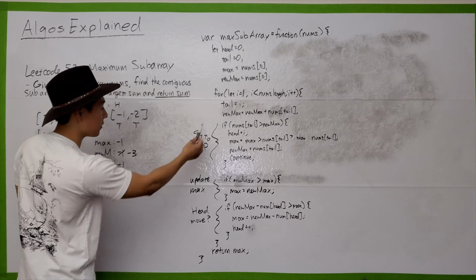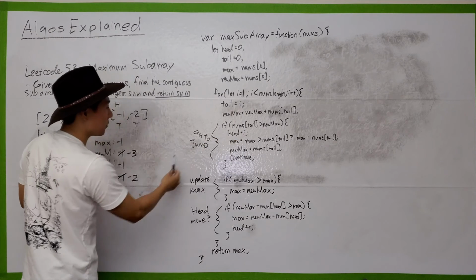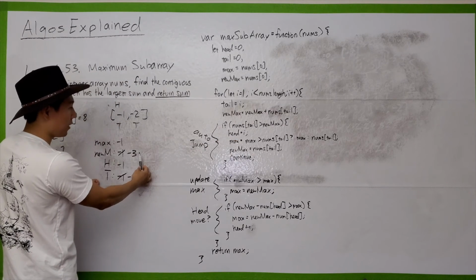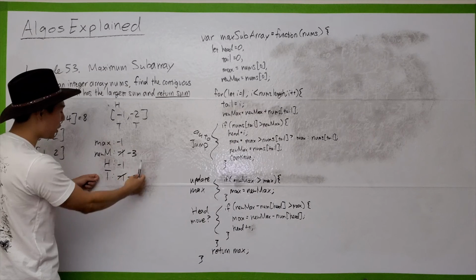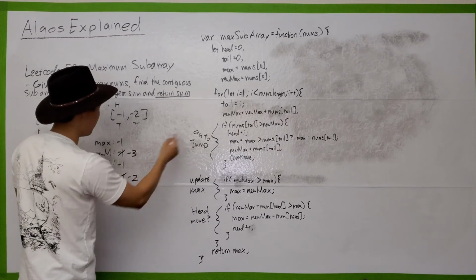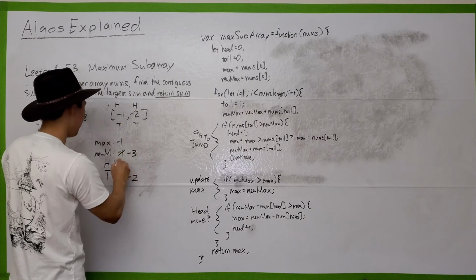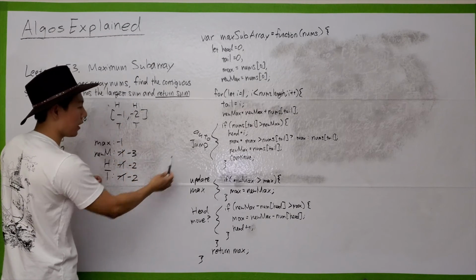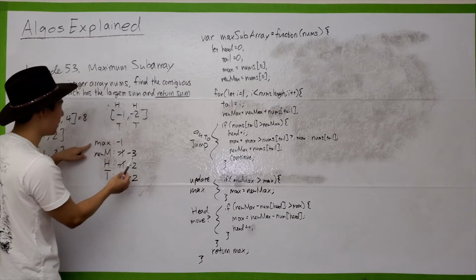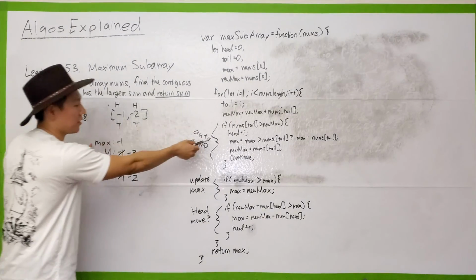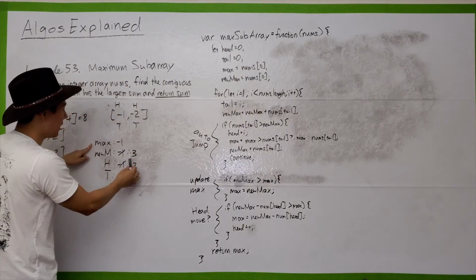Let's see. So nums of tail, it is. And so we go ahead and auto jump. And so head becomes this over here. So the value of this is -2. And max, so now we're going to check the max. So this is a case where this ternary makes sense.